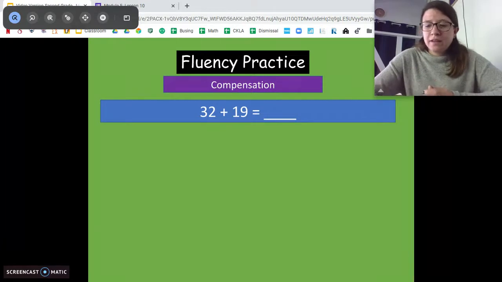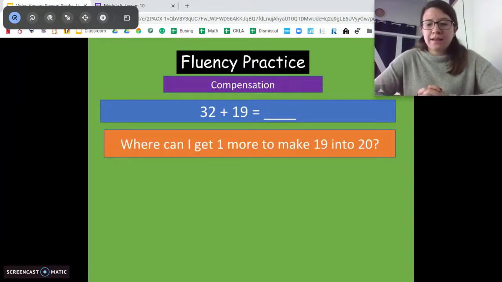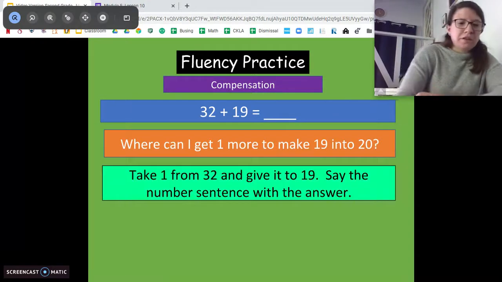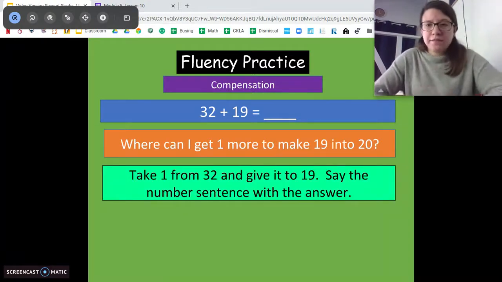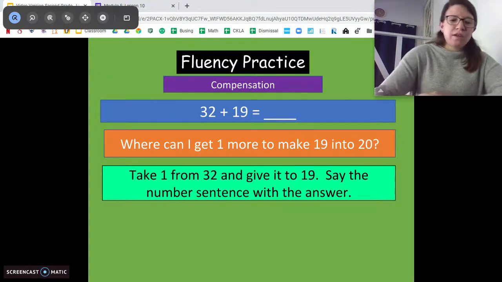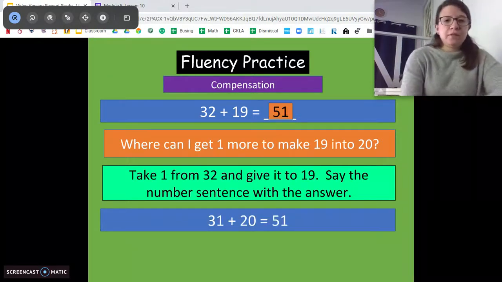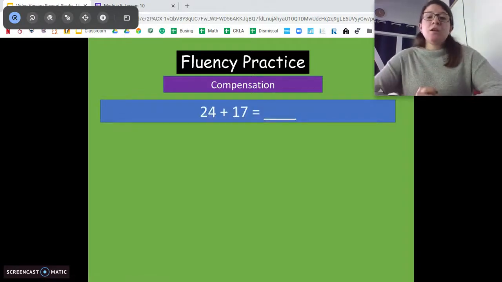32 plus 19. Where am I going to get the 1 from to get 19 to 20? From the 32. Good. Now give me the new number sentence. 31 plus 20 equals 51. Great job. All right, a little bit trickier now.